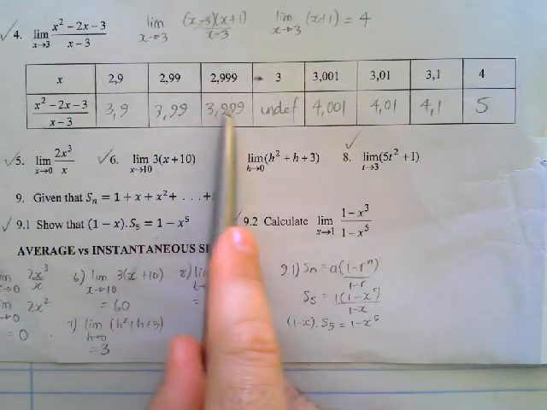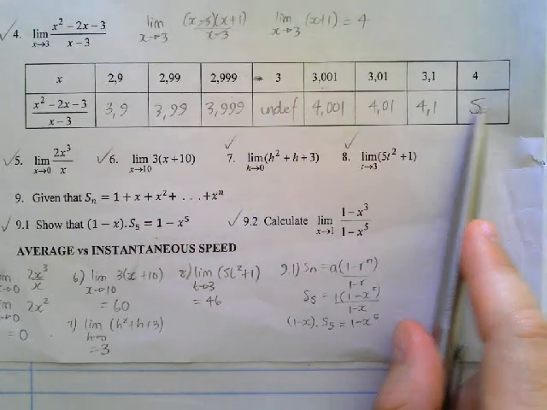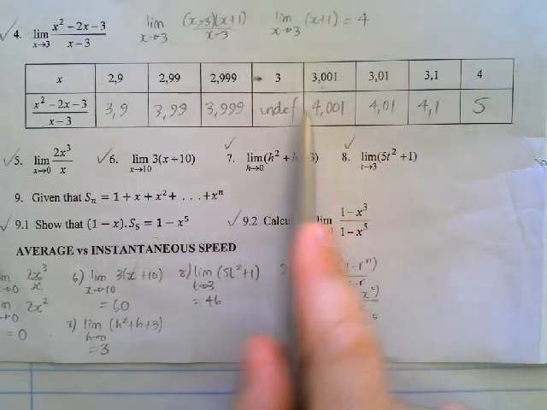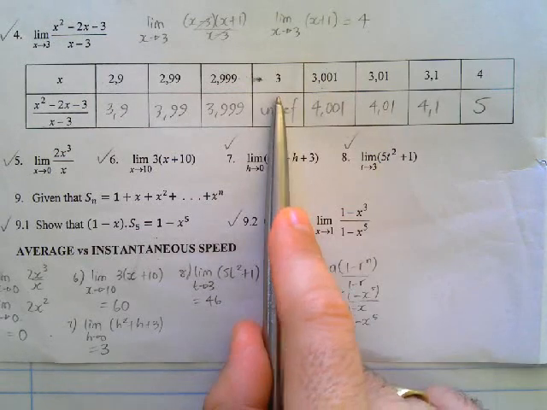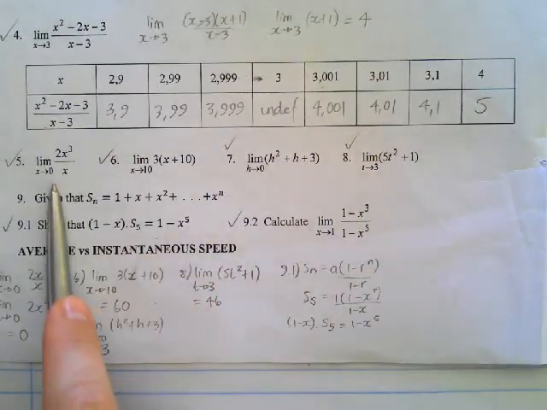Our answers were getting closer to 4, even though it was undefined here. And from the right, it was getting closer and closer to 4. So our answer for our limit here is 4. Then 5, 6, 7, 8. We had a similar story here.